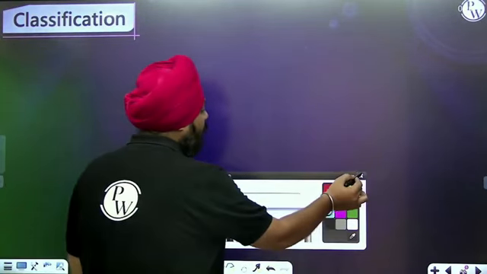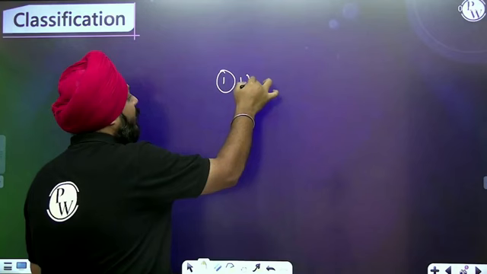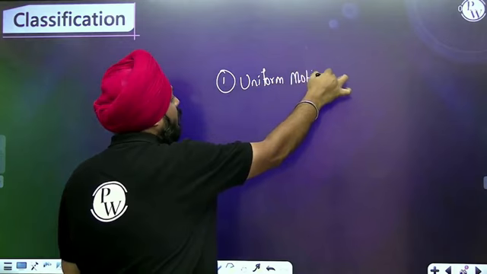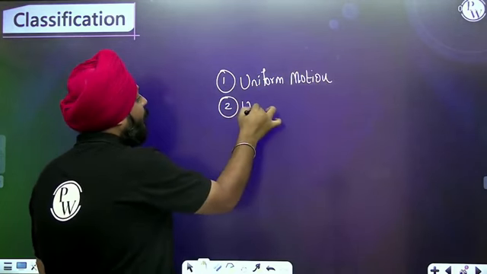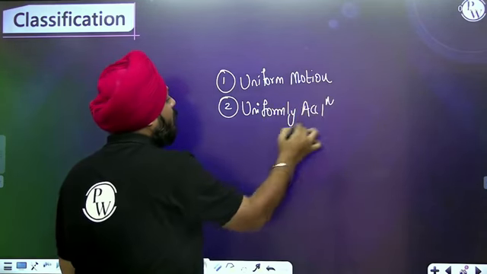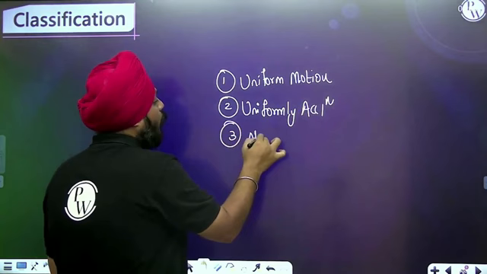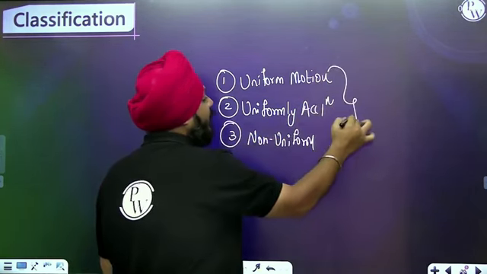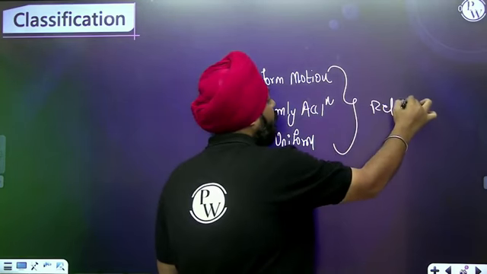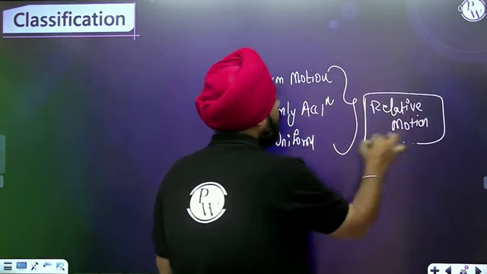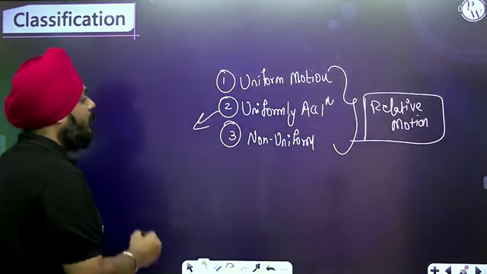Now we are going to move on to the classification of motion. From now onwards, we are going to deal with three kinds: the uniform motion, the uniformly accelerated motion, and the non-uniform motion. Apart from this, in all three cases, there exists the concept of relative motion and motion under gravity.